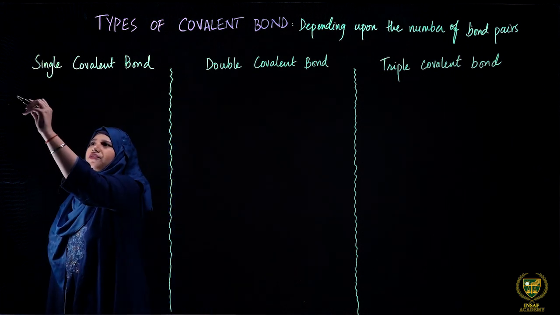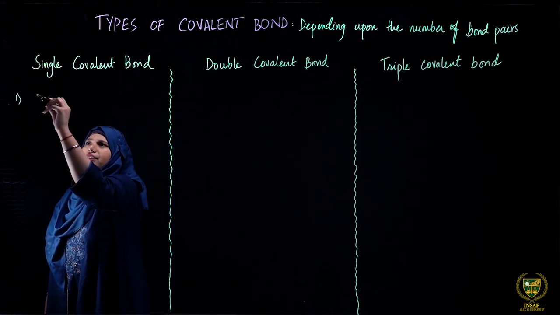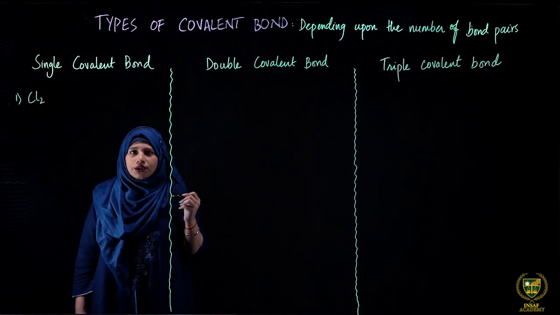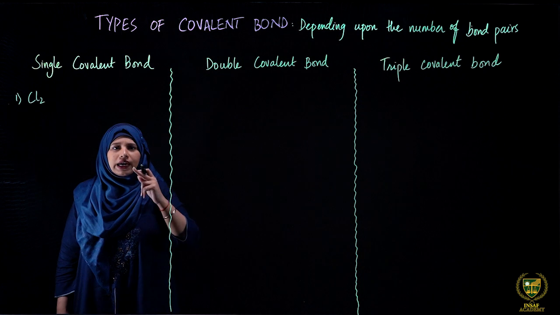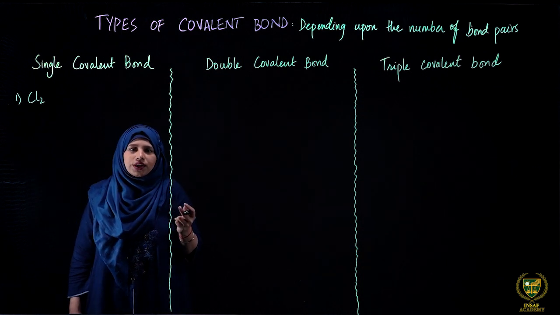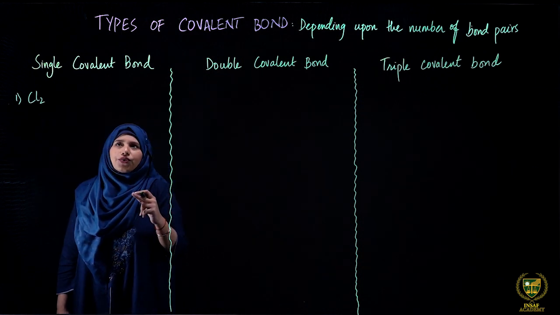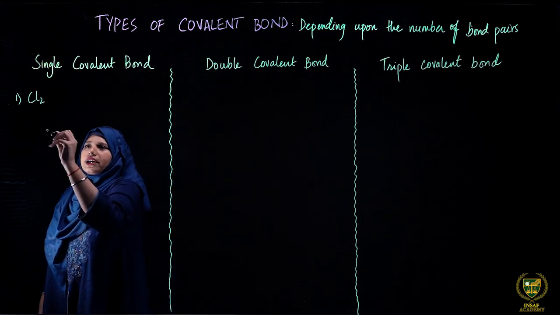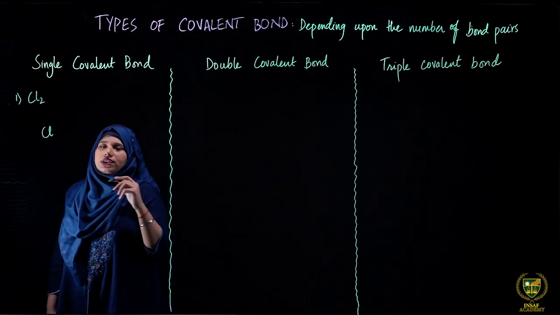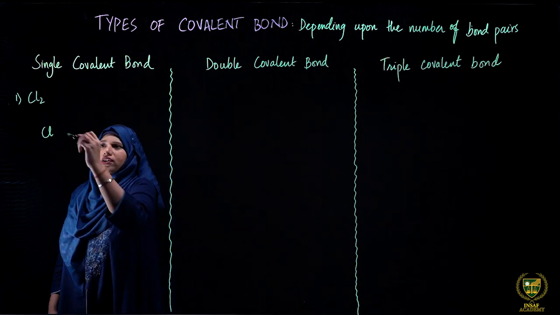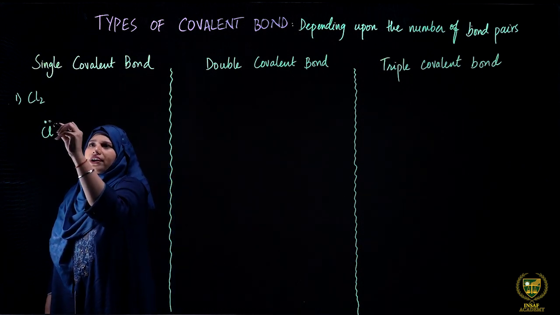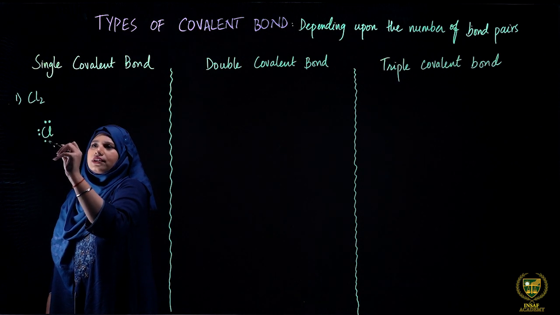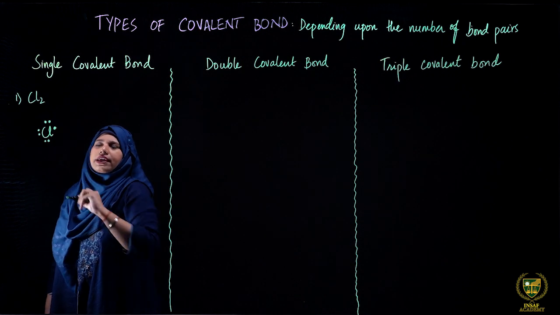For example, the formation of Cl2, which is a chlorine molecule. When chlorine combines with another chlorine atom, they form a single covalent bond. Let's have a look at how. We know that chlorine has a total of 17 electrons and 7 electrons in the outermost shell. So if I draw a Lewis structure diagram for chlorine, it would be something like this: 6 and 7.